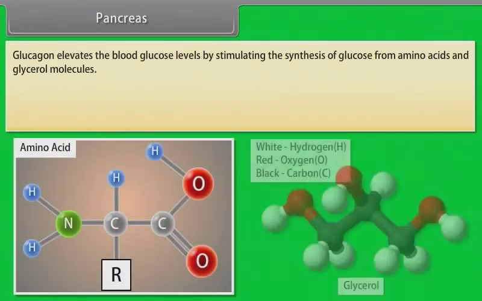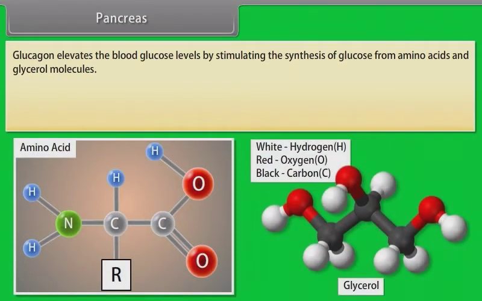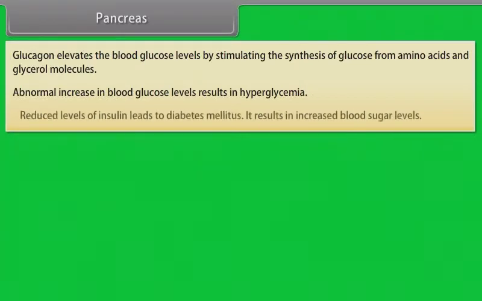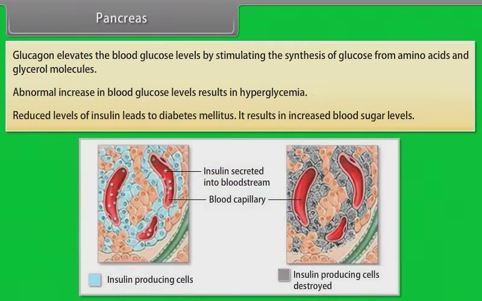Glucagon elevates the blood glucose levels by stimulating the synthesis of glucose from amino acids and glycerol molecules. An abnormal increase in blood glucose levels results in hyperglycemia. Reduced levels of insulin lead to diabetes mellitus. It results in increased blood sugar level.